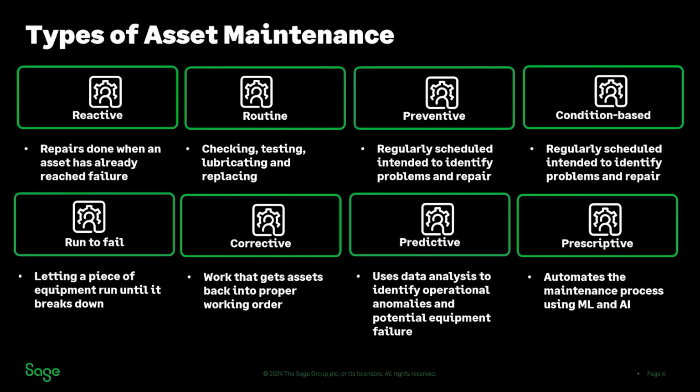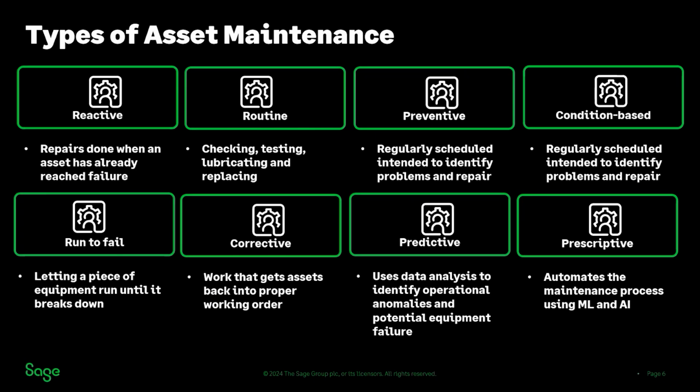If we look at the types of maintenance, we have reactive, which is not where you want to go, where repairs are only done when the asset has already reached failure. And then there's the routine, where it could be checking, testing, lubricating. Then we go to the preventive, where you schedule those, like the example that I gave, every 15,000 kilometers. Or it could be a condition-based that you want to run to fail. You do not want to go there, because you do not want to let your machine run until it breaks down.